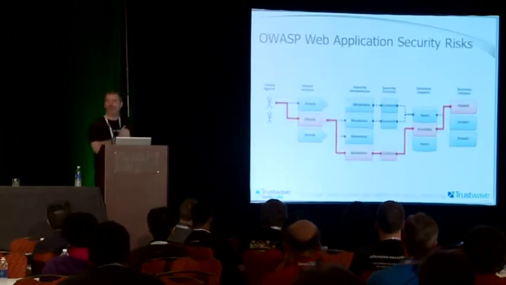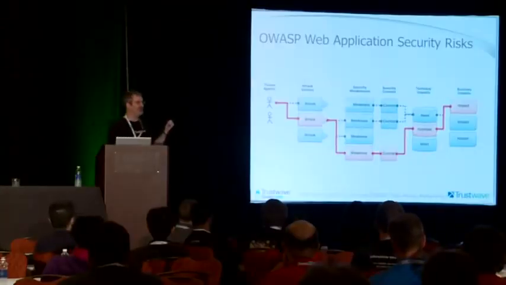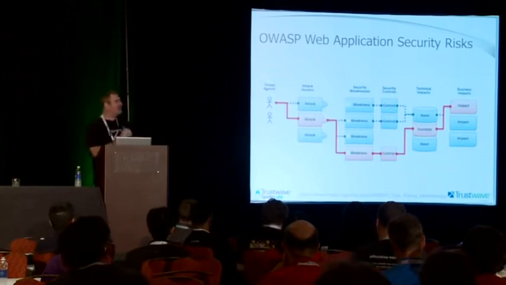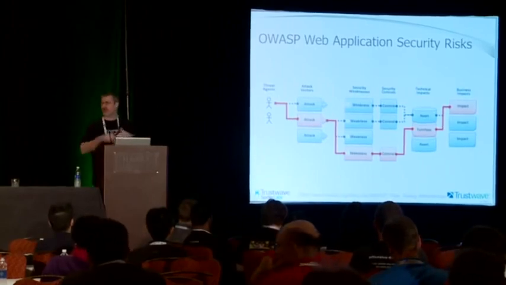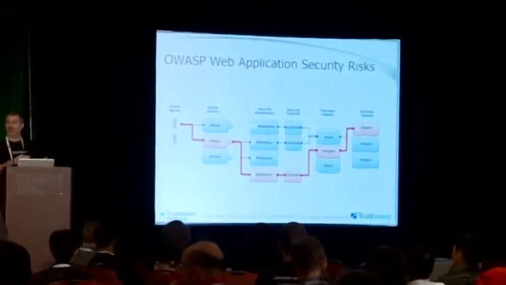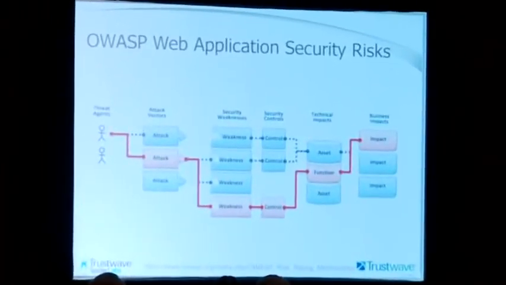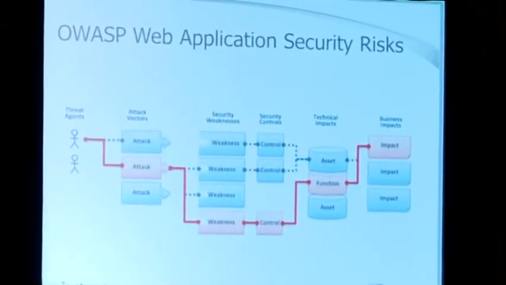All right, so if you've looked at the OWASP top 10, this probably looks familiar, right? Talking about the risks. So looking here, you have all these different categories of what are the threats to your site here. So on the far left, you have the threat. They may launch a variety of different attacks that'll take advantage of weaknesses in your application. If you're missing certain security controls, then you have an impact. Could be a technical impact or a business impact. I mean, you look at this graphic, it all makes sense.